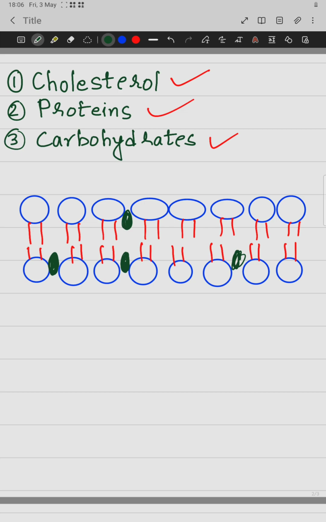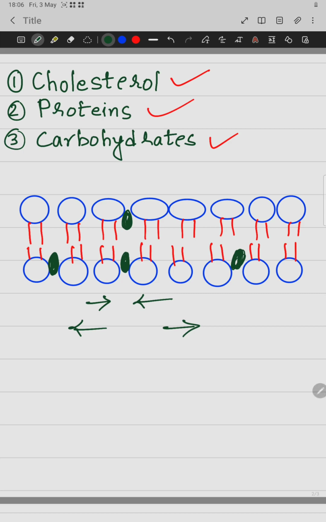So what happens whenever there is cold, these phospholipids might shrink inside, and whenever there is hot, the phospholipid molecules might extend outwards. So that might change the shape and structure of the cell membrane. So to protect the shape and the structure of the cell membrane, these cholesterol molecules bind the phospholipids together and help maintain the shape and structure of the cell membrane.